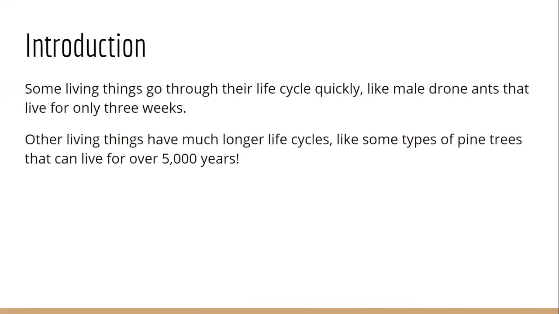So, a quick introduction. Some living things go through their life cycle quickly, like male drone ants that live for only 3 weeks. Other living things have much longer life cycles, like some types of pine trees that can live for over 5,000 years. So this means that their life cycle goes a lot slower. Whereas the drone ants have to get everything done and be grown into adults within 3 weeks. That's a fast time.